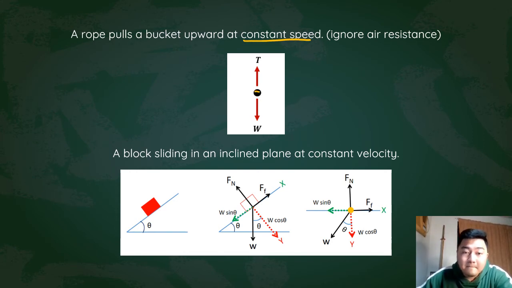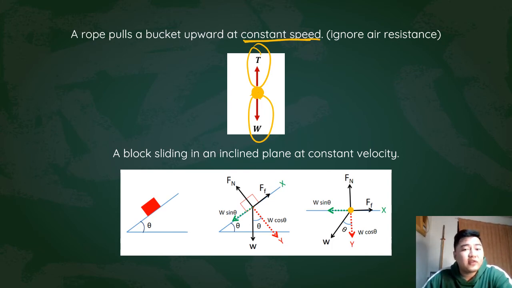So your bucket, as represented by this point, is pulled upward by a rope. Therefore, it is exerted with a tension force. That is the force going up. And you have, of course, the weight of the bucket. That is the force going down. And your tension and weight should balance out each other since it's constant speed.